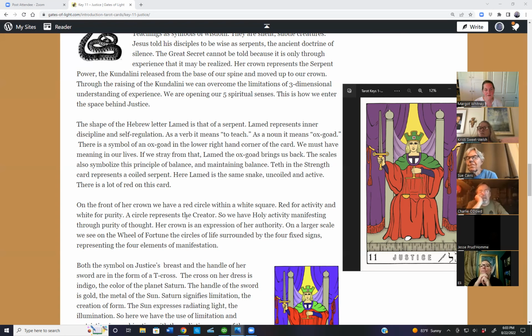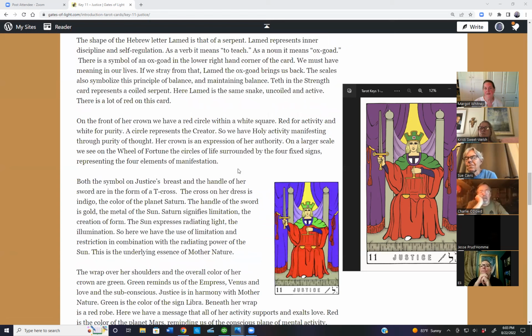On the front of her crown, we have a red circle within a white square, red for activity and white for purity. A circle represents the creator, so we have holy activity manifesting through purity of thought. It's right up here on her head. Her crown is an expression of her authority. Crowns are always authority.